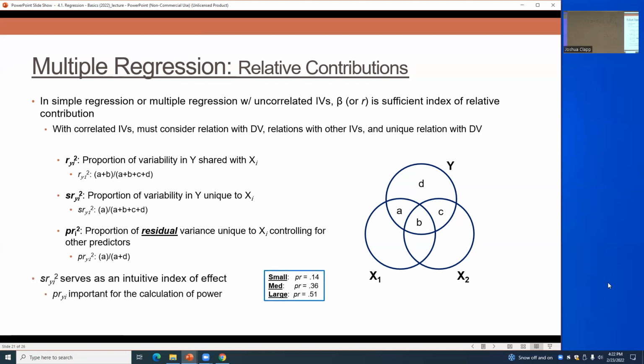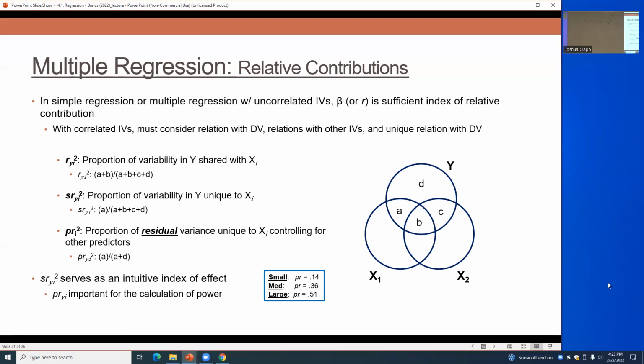Okay. So my squared semi-partial correlation is an intuitive index of effect. This is nice because I can say, controlling for all other variables in the model, 5% of the total variability in my outcome is uniquely attributable to this predictor, right? Total variability in the outcome is an easy thing to think about. My partial correlation is a nice metric of effect size where we have standardized benchmarks, small, medium, large, like we all know and love and appreciate.